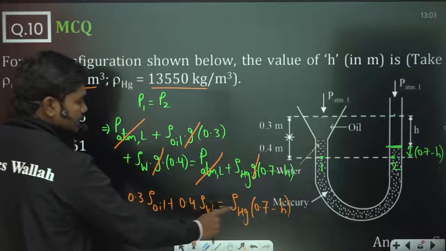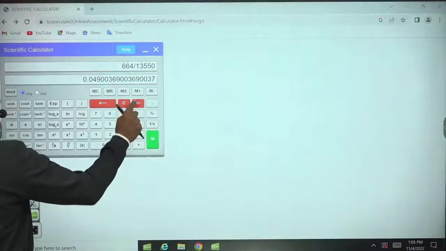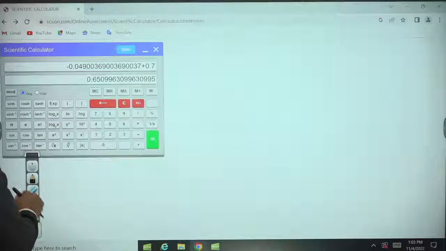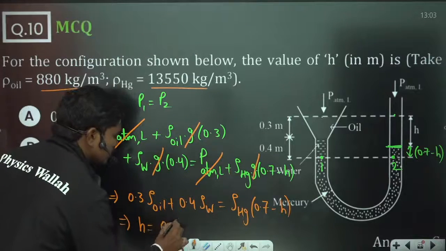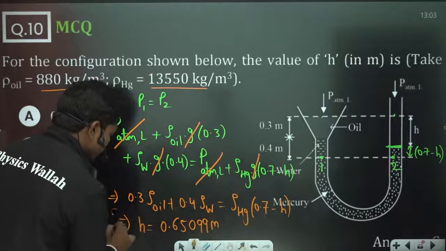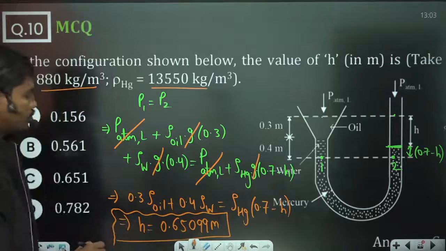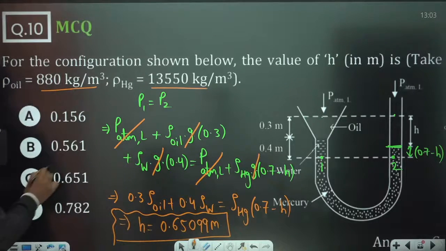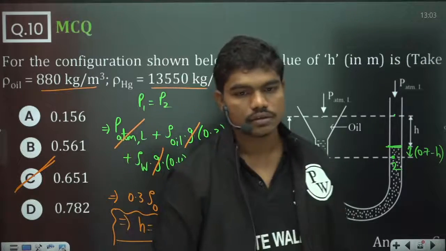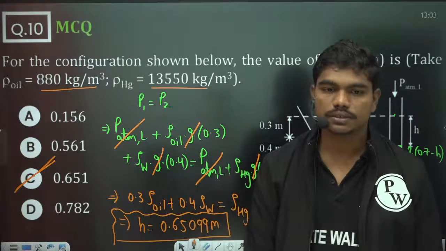So 0.49 is equal to 0.7 minus H. So what is H? 0.7 minus this value, which gives 0.65099. So H is equal to 0.65099 meters, which is nothing but 0.651, which is in option C. Clear?